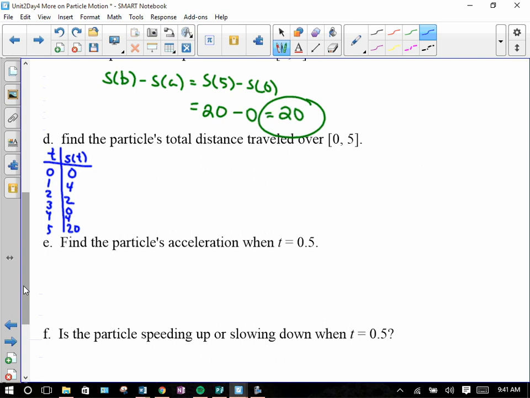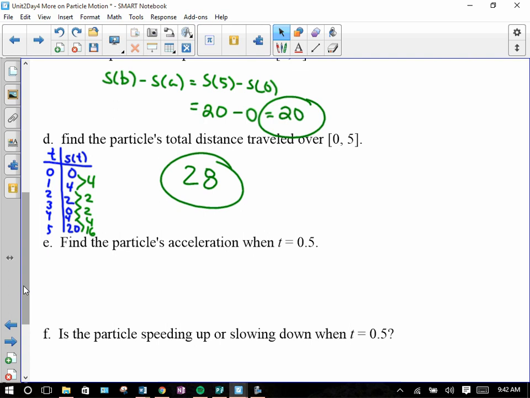Now what we have to do is figure out the distances. 0 to 4 is a distance of 4. 4 to 2 is a distance of 2. 2 to 0 is a distance of 2. 0 to 4 is 4. From 4 to 20 is 16. So we add these: 16 plus 4 is 20, plus 4 is 24, plus 2 and 2 is 28. So the total distance traveled is 28.